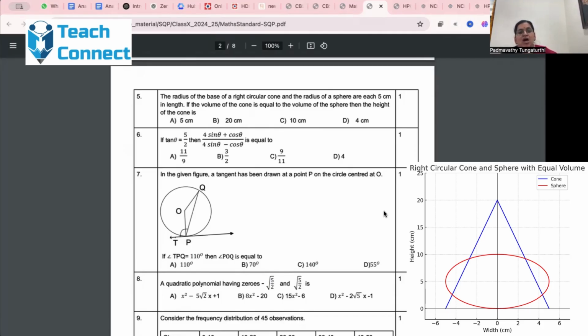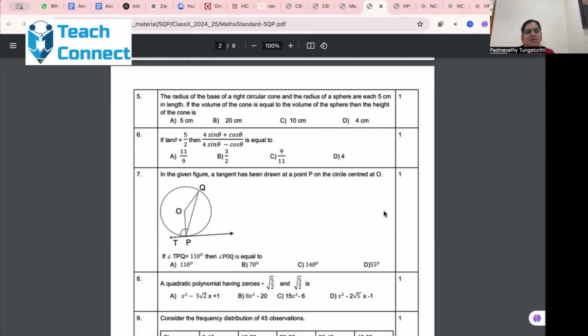Write them down. Volume of the cone is how much? Volume of the sphere is how much? Then the height of the cone has to be calculated, given the numerical values are equal. This is just an arithmetic calculation which is asked over here, apart from the application work of the formulae which are given here.